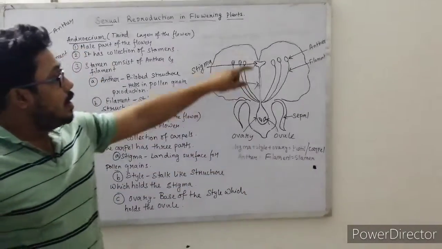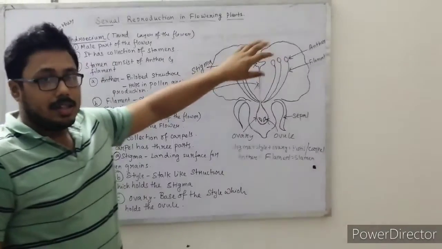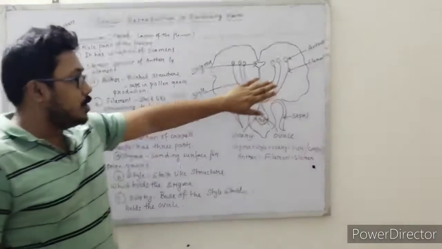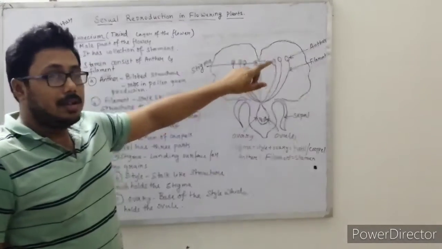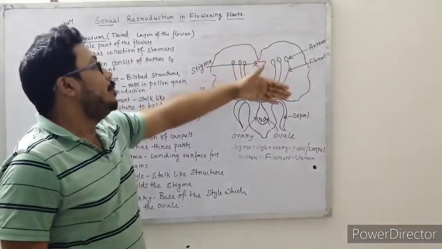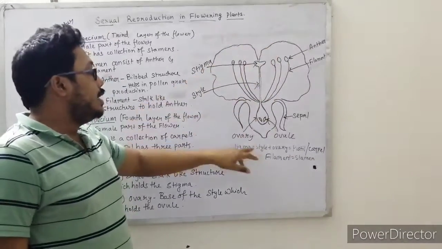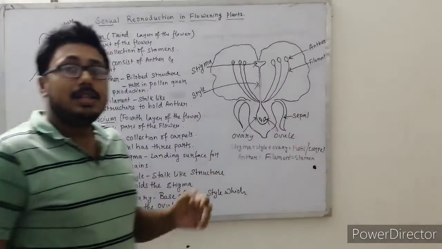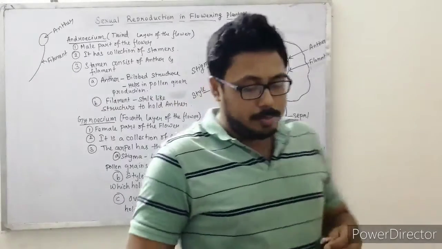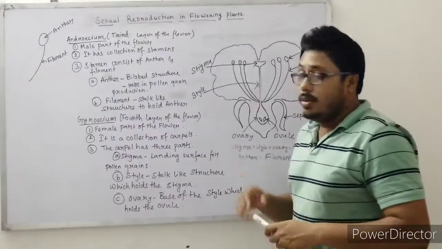So what is anther? This bilobed structure. This is a two-dimensional picture, so we cannot show the second lobe. The second lobe is in the backward position. So anther plus filament is known as the stamen. So it is the male part of the flower.